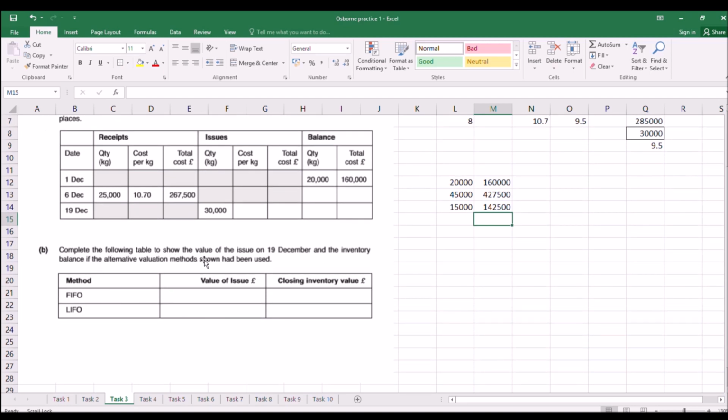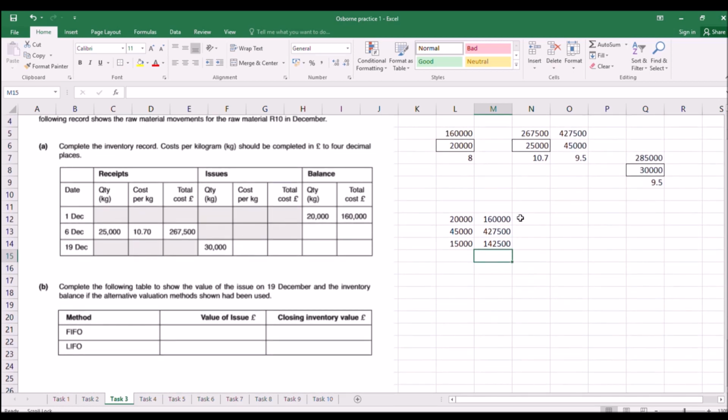Right, complete the following table to show the value of the issue on the 19th of December. So if we now use different values, that's the advantage of having our little trucks. So let's start doing this again, and let's lay out our 3 trucks again.